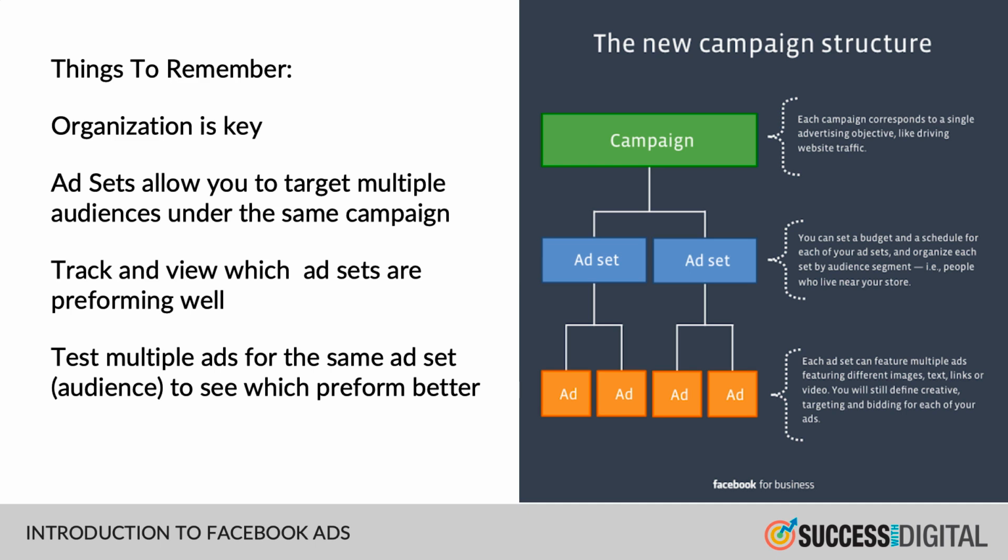So that is just a quick high-level overview of what a campaign looks like. There's the campaign, which is the advertising objective. There are the different ad sets, which can be broken up into budgets and schedules. Each of your ad sets can have its own segment of people that you're targeting. And then of course, there are all the ads that live within each ad set.